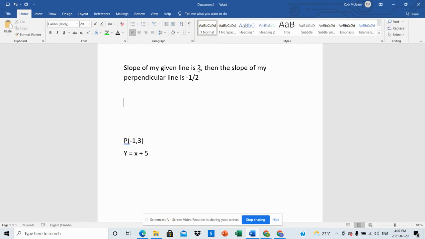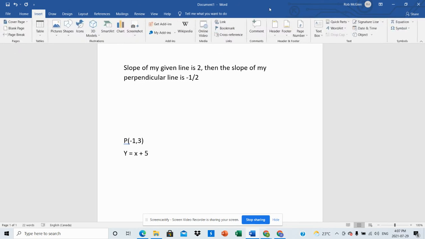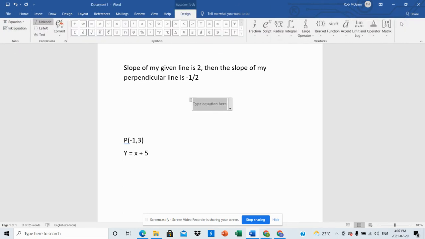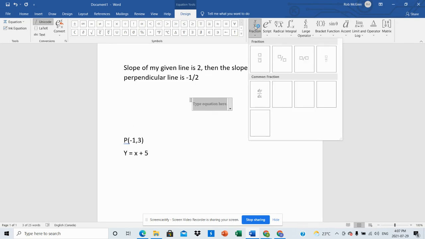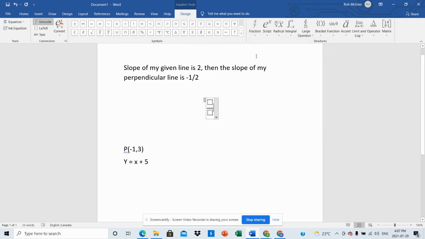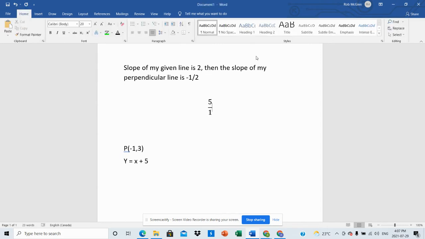Another way of looking at this: if my slope, say, is 5, well, 5 is the same as saying 5 over 1 as a fraction. We don't ever write it like that, but it makes a little bit more sense for understanding the reciprocal. The reciprocal just means the numerator is going to become our denominator, the denominator is going to become our numerator, and we have to make it negative as well. So it's going to be negative.